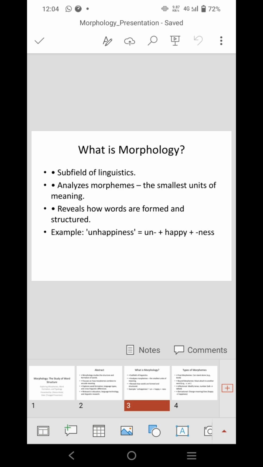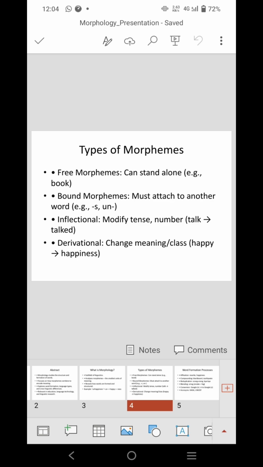Morphology is a branch of linguistics that analyzes morphemes, the smallest units of meaning, and reveals how words are formed and structured. Example: unhappiness is un plus happy plus ness. And the next is types of morphemes. The first is free morphemes, which can stand alone, like book. And the second is bound morphemes, which must attach to other words, like -s and -on.